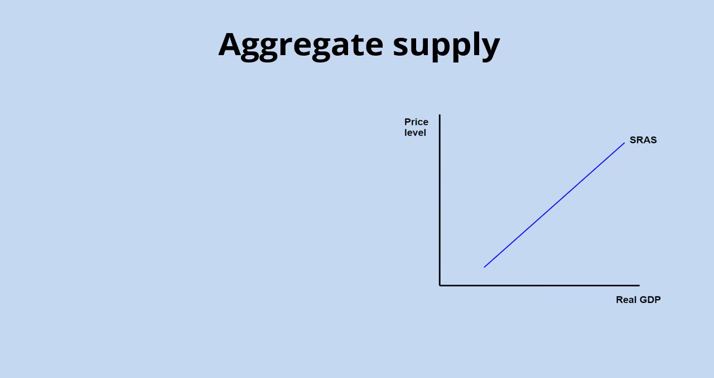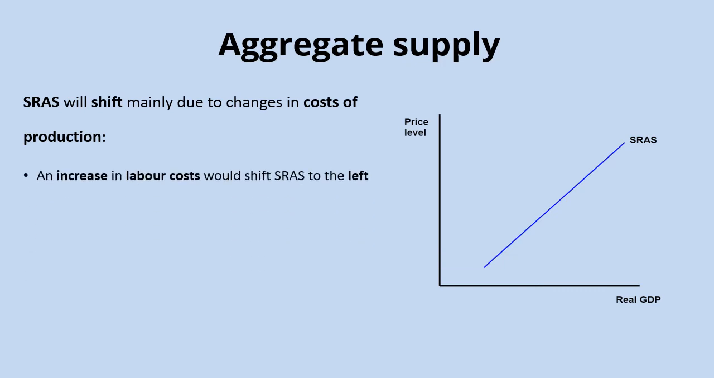The short run aggregate supply curve is drawn based on determinants of aggregate supply other than price being constant. The other determinants will essentially be based around costs of production, whether that's labour costs, raw material costs, or costs caused by changes to government policy. So any changes in these costs of production will cause the short run aggregate supply curve to shift. So if we were to have an increase in labour costs, that would shift the short run aggregate supply curve to the left.